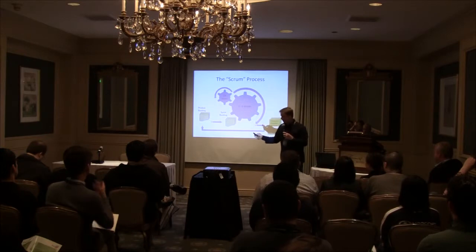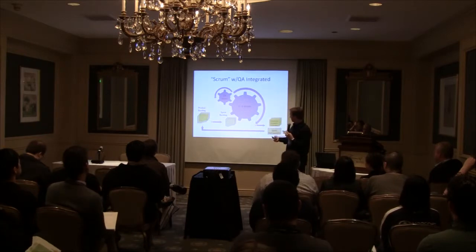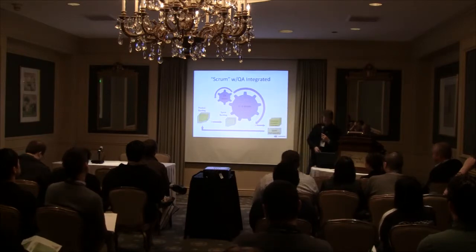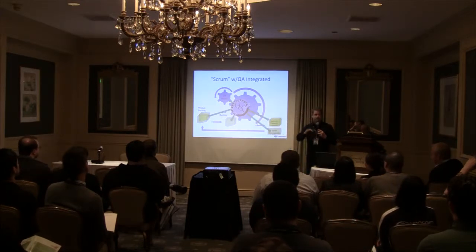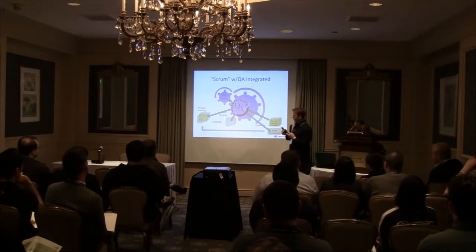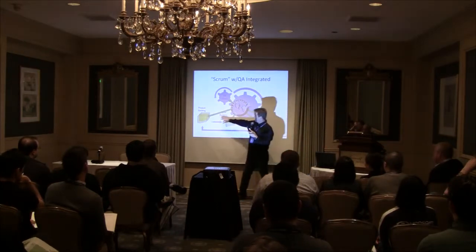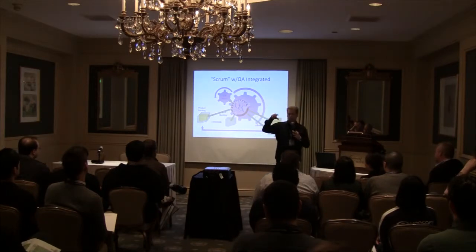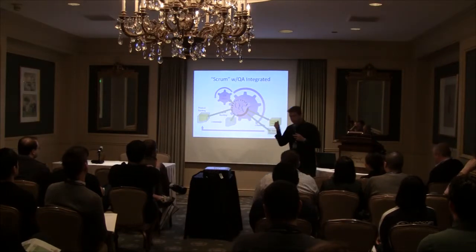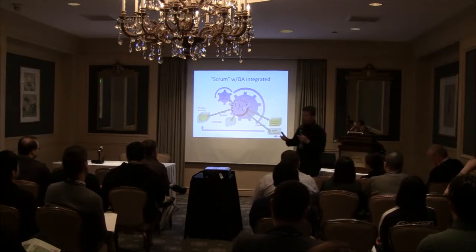The question is, where is QA involved in this process? And the answer is pretty simple. QA is involved everywhere. When we start talking about what's in the backlog, we start the design process, we start there with QA. QA should be involved in the building of the backlog, what's going into it, what's the goal, what's the plan.